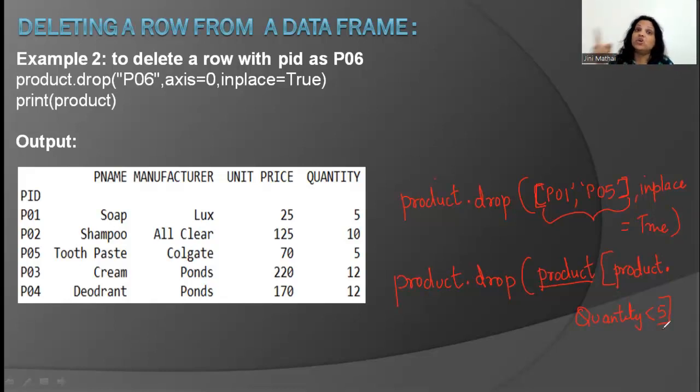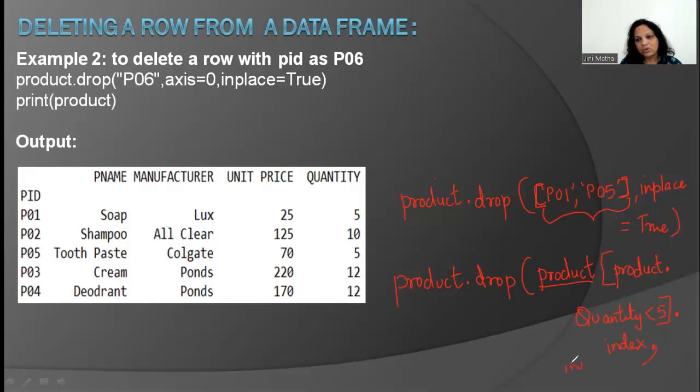I'm not interested in the rows. I'm interested in their row indexes, because the drop function needs me to give either column indexes or row indexes. So I write dot index. We've seen an attribute called index of a data frame. So product square bracket product dot quantity less than 5 basically gives me a data frame as an answer with all the rows where the quantity is less than 5. From that data frame, I got all the index numbers. So in this scenario, all the index numbers that have quantity less than 5 will be captured here. And that's what the drop function needs.